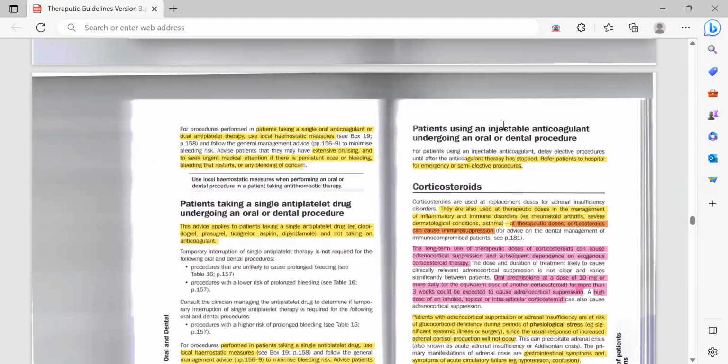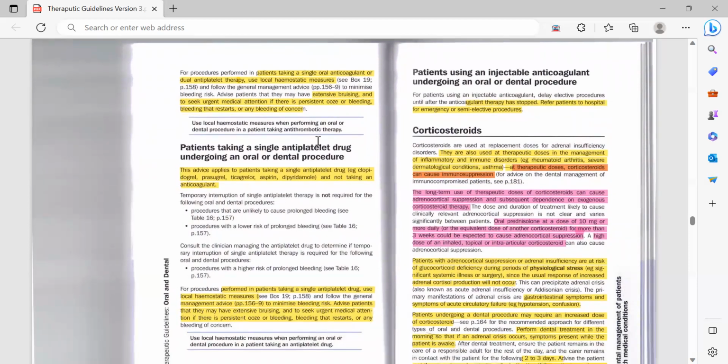And if the patient is using an injectable anticoagulant and needs an oral and dental procedure, then you need to delay elective procedures until after the anticoagulant therapy has stopped. If there is an elective procedure, you can wait, but if there is an emergency, you need to refer these patients who are taking injectables to the hospital. So if the patient is taking an injectable anticoagulant, you are not doing anything. If the patient is taking a single antiplatelet, you are doing everything, but only the higher risk procedures you cannot do.